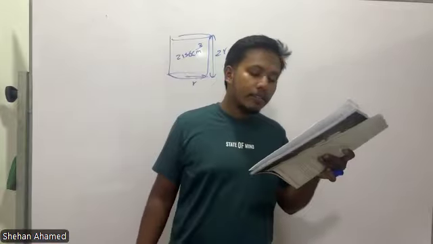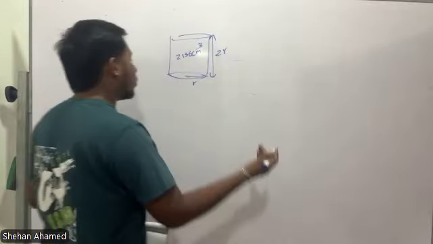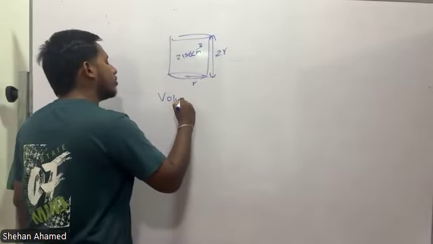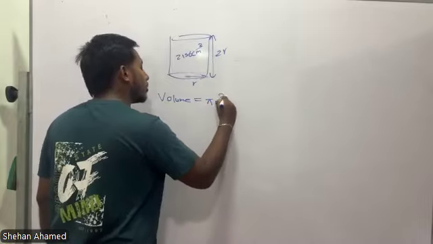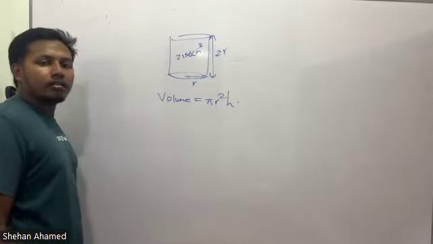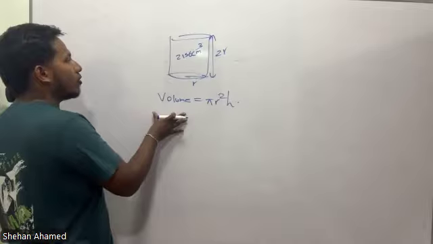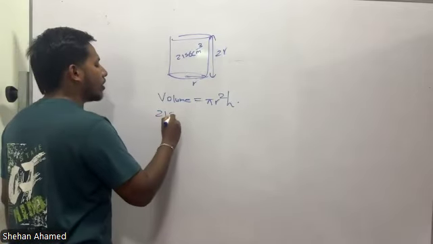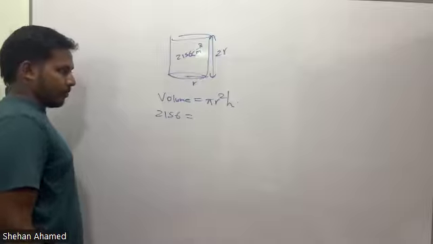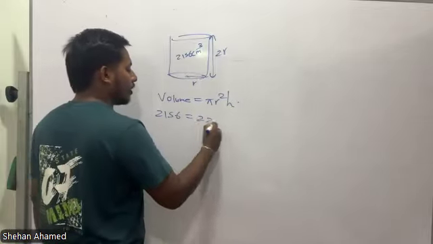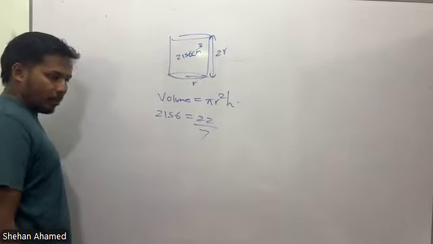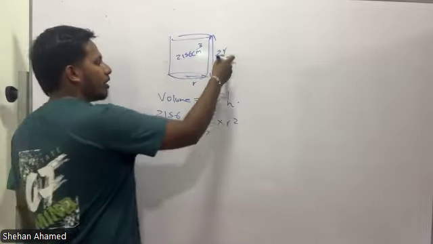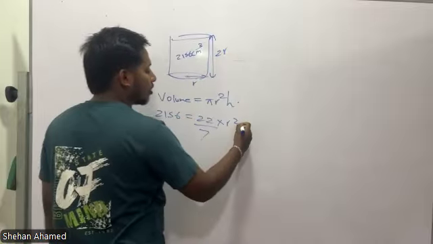Find the base radius of this cylinder. We know the equation to find the volume of a cylinder is equal to pi r squared h. So the volume equation is pi r squared h. You know the volume, which is 2156, which is equal to pi value, which is 22 divided by 7, times r squared. You don't know the value of r, but for h, it is given as 2r.